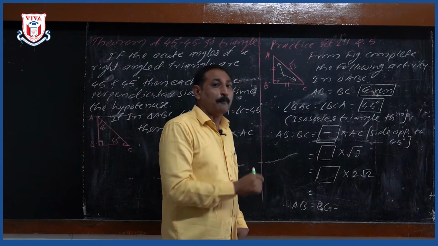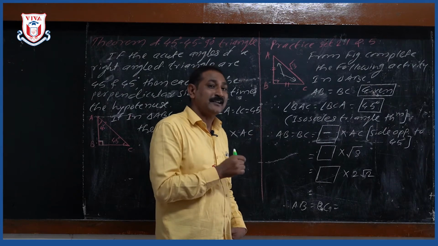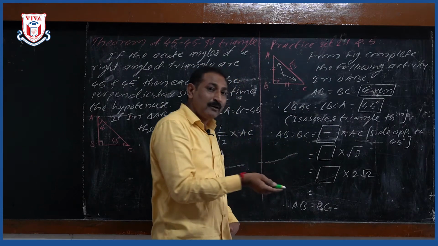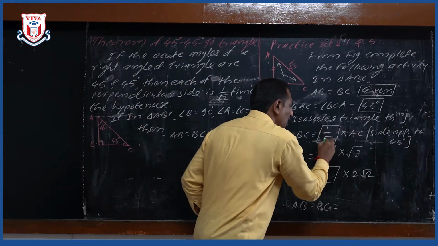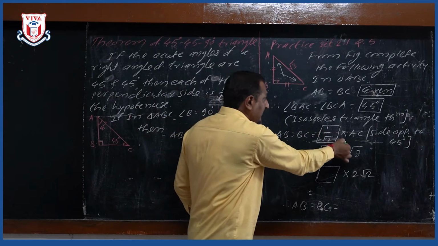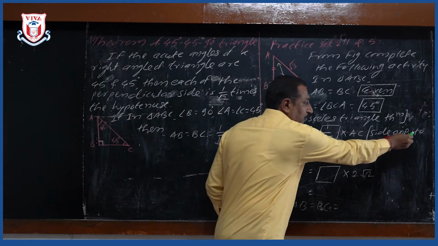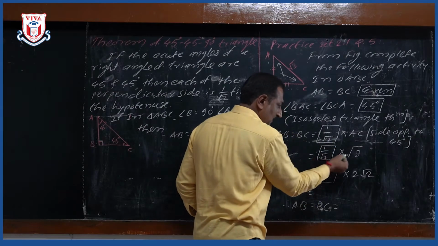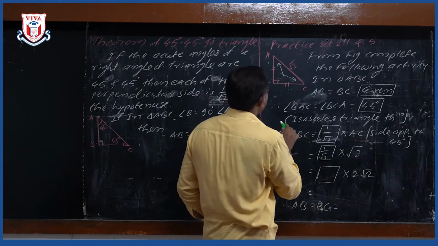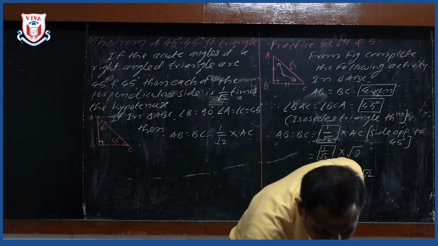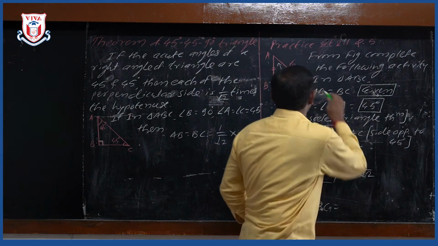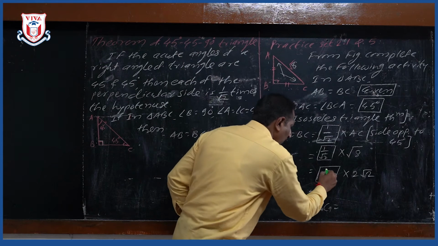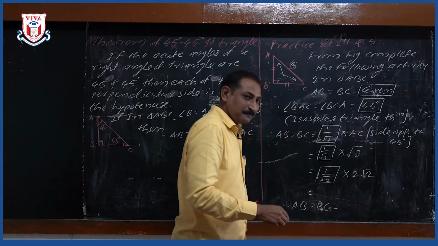What is the property of the 45°-45°-90° triangle theorem? The side making the right angle, AB or BC, is equal to 1 upon root 2 times the hypotenuse, the side opposite to 45 degrees. Now 1 upon root 2 as it is into AC, which is given. How much is AC? AC is root 8, sorry, here root 8. So this is equal to 1 upon root 2 into root 8.